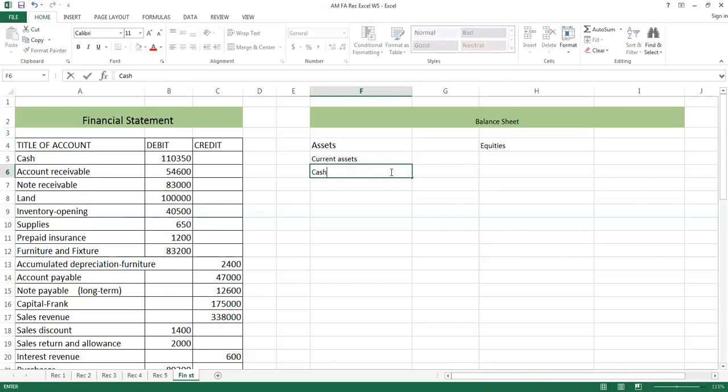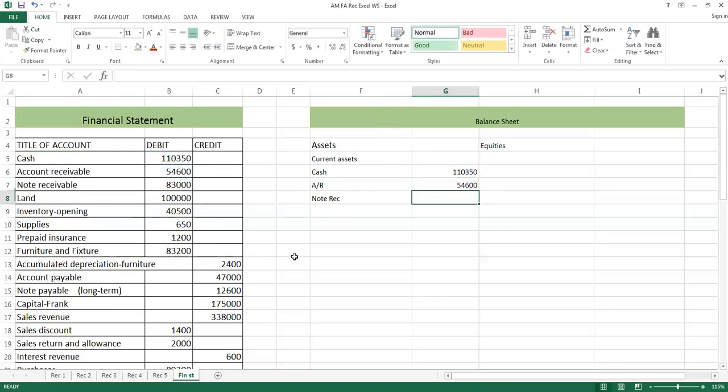So cash, account receivable, note receivable, these are all current assets. So the cash amount is this one, account receivable is this one, note receivable is 83,000.